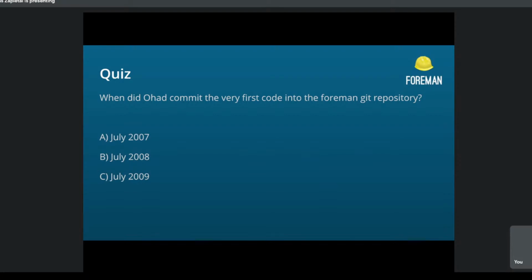So yeah, you can check this in the Git, of course. If you scroll the history down to the bottom, you'll see the first commit. And I'm gonna reveal the answer. So 3 to 1, the correct answer is C. It's July 2009. So count your points if you're doing that. And hopefully you guys are having fun in the chat as well.